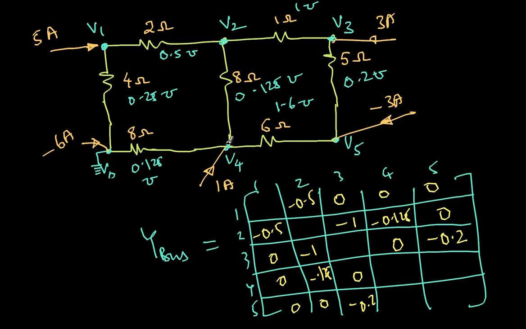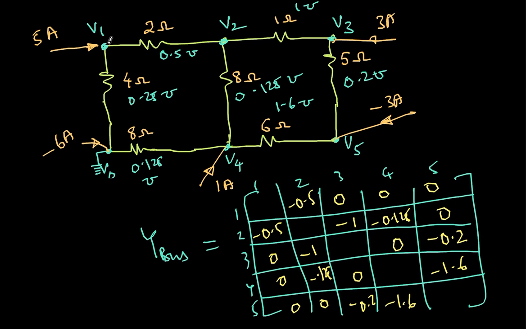What about 4? 4 is connected to 2 that I already considered. 4 is connected to 5, 1.6. So minus 1.6, minus 1.6. Now coming to the diagonal elements. 1 is connected to ground, 4 is connected to ground, rest of them are not connected to ground.